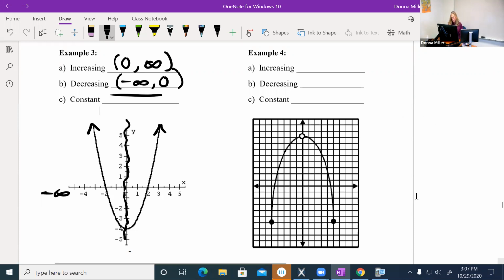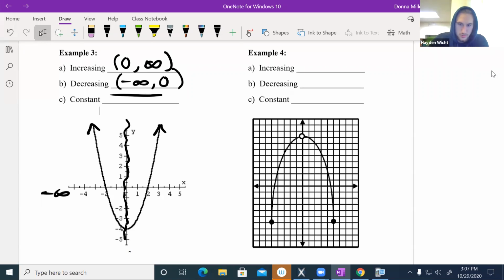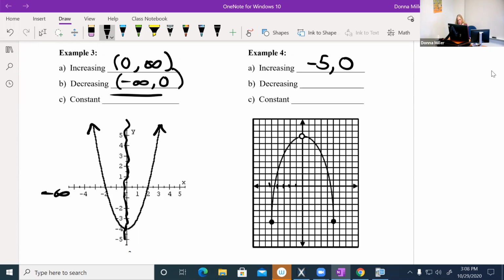All right, so the next one, somebody tell me the first interval, increase, decrease. What's it doing at first? Increasing. It's going from what to what? -6 to 0. Is it -6? 1, 2, 3, 4. How about -5? Okay, so from -5 to 0. What kind of bracket on -5? Square, because it's closed. Zero is going to be round, that open circle. There's no debate there.